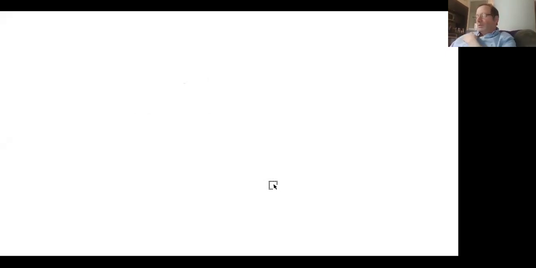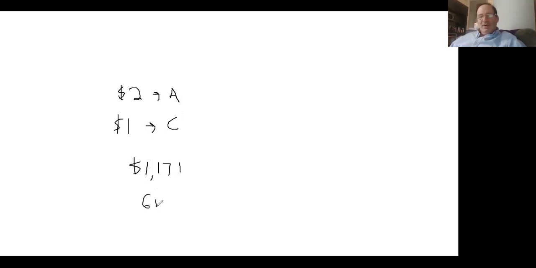Question number 4, long word problem. The city transit bus line charges $2 for an adult. So right away, I'm going to write down $2 goes with A. And then it says, and $1 for a child. And $1 goes with child. Okay, during a certain 4-hour shift, the bus driver collects $1,171 from 617 riders. Okay, so 617 riders.